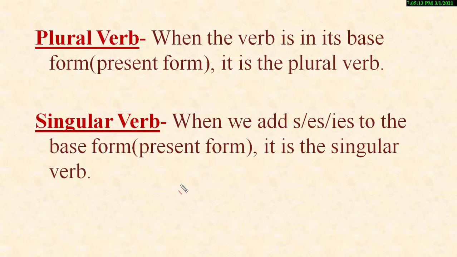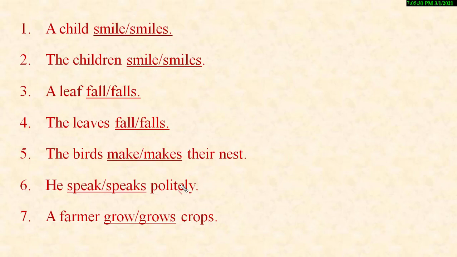So we have seen that the plural verb is the verb which is in its base form. When the verb is in its base form or the present form, it is the plural verb. And when we add s, es or ies to the base form or the present form of the verb, it becomes the singular verb. Now let's try some sentences.